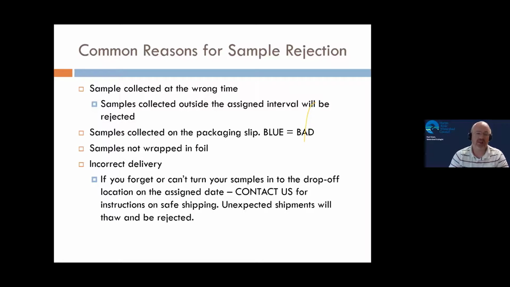Now, another reason that samples can get rejected is if perhaps they were incorrectly delivered to us, and often in those cases the sample will thaw, and if the sample comes to us thawed, we can't use it. So make sure you follow our drop-off procedures. If you can't make those drop-off procedures for some reason, then you need to directly contact us. Don't just ship things through the mail without getting particular instructions from Joe.